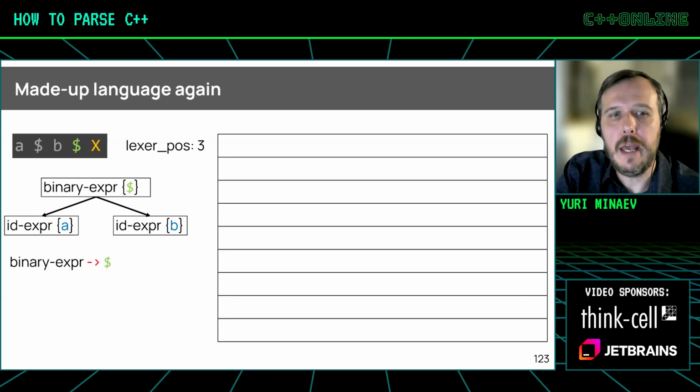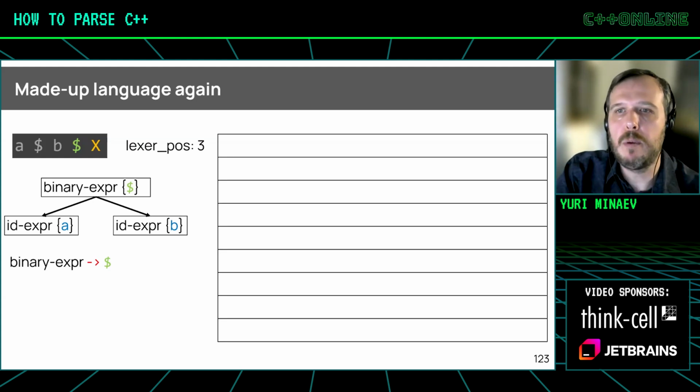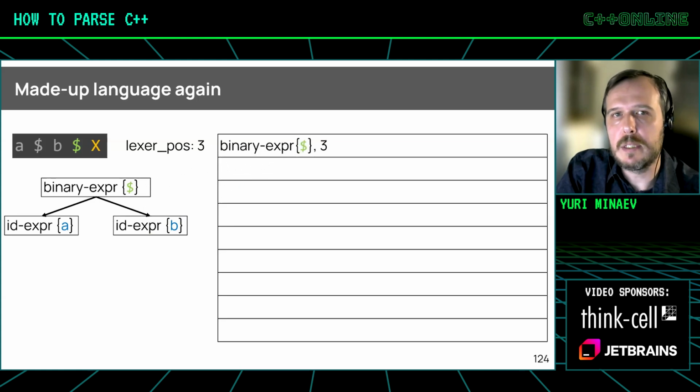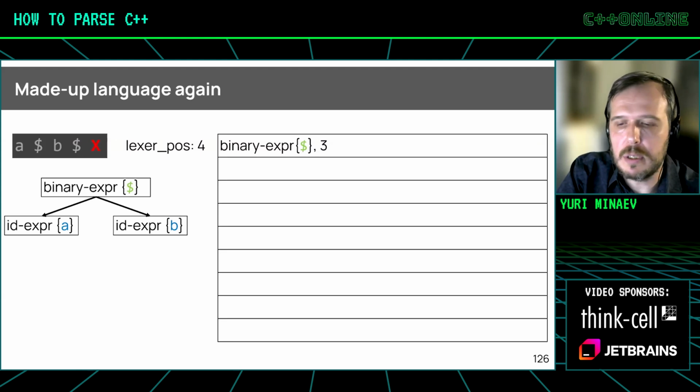Like our IDs A and B would have been on the state, and then when we constructed the binary here, we would remove them from the state, and now we have successfully built a binary $A$B, and it will go on the state along with the lexer position which follows it. Okay. So now we are still in the binary. We consume the operator. Our lexer position is now 4. And here we hit X, which our binary expression does not expect to see, because it expects A, B, C, D, an ID expression. That's a syntax error. And we have to backtrack.